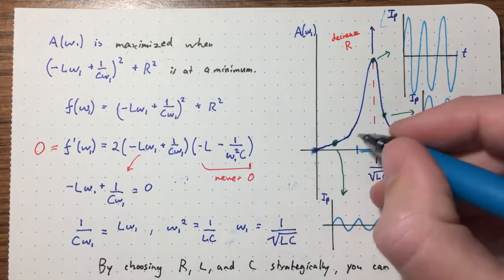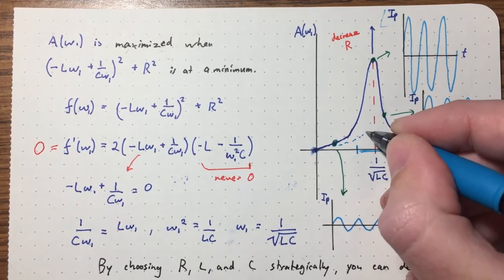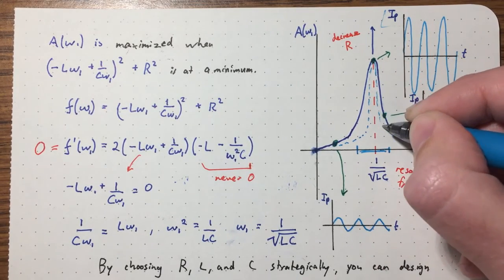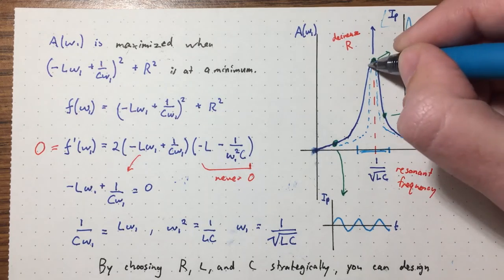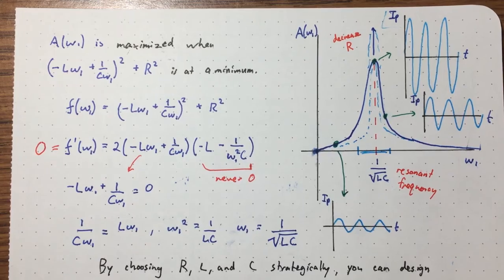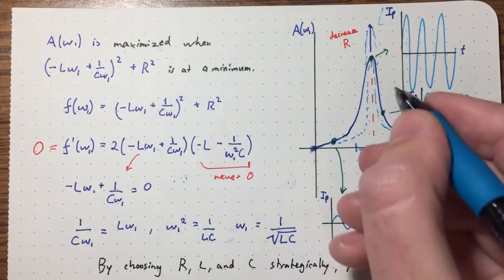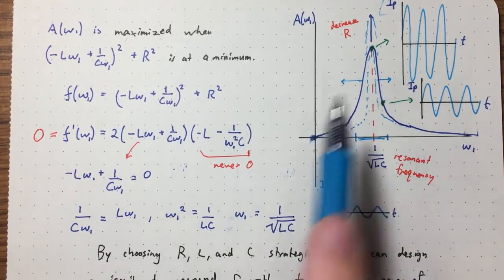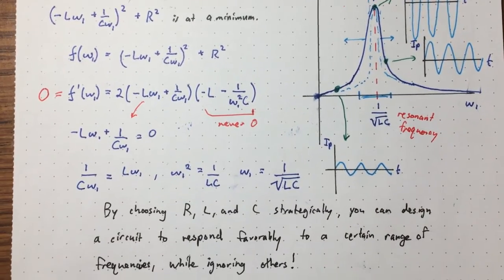So you can make this spike narrower like this, or wider. You can increase the height of this spike. We already talked about how you could do that just by decreasing the resistance. You can move this spike back and forth. The way you do that actually is by changing the capacitance.